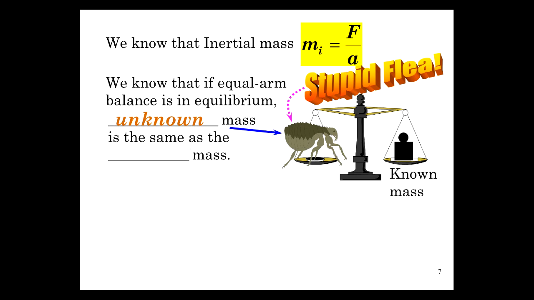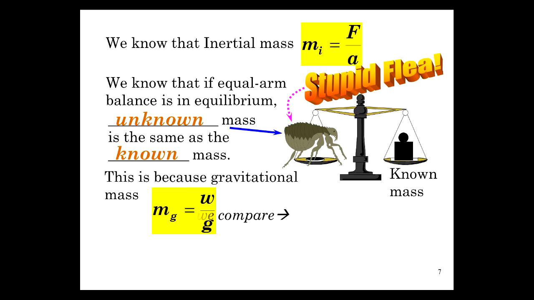The unknown mass is the same as the known mass if they are balanced, because the gravitational tug on both sides is the same. Namely, the g field effect on these two masses is equal. So the gravitational mass is determined by the weight over gravity. Now, those are two ways of getting mass. Inertial mass, F over A, gravitational mass, weight over g.